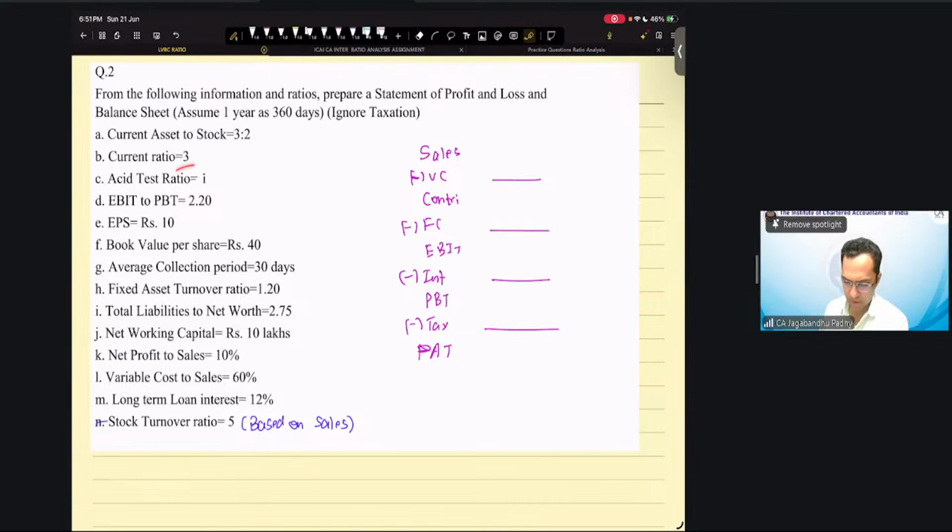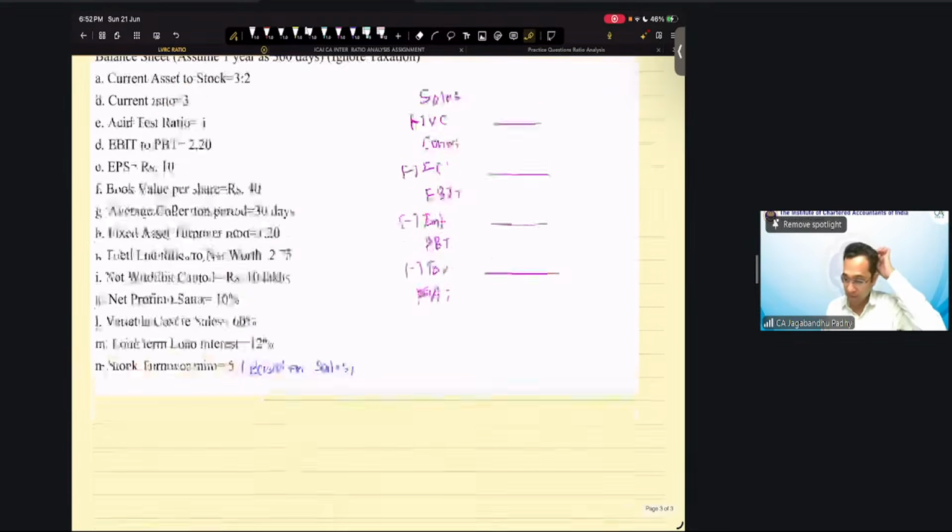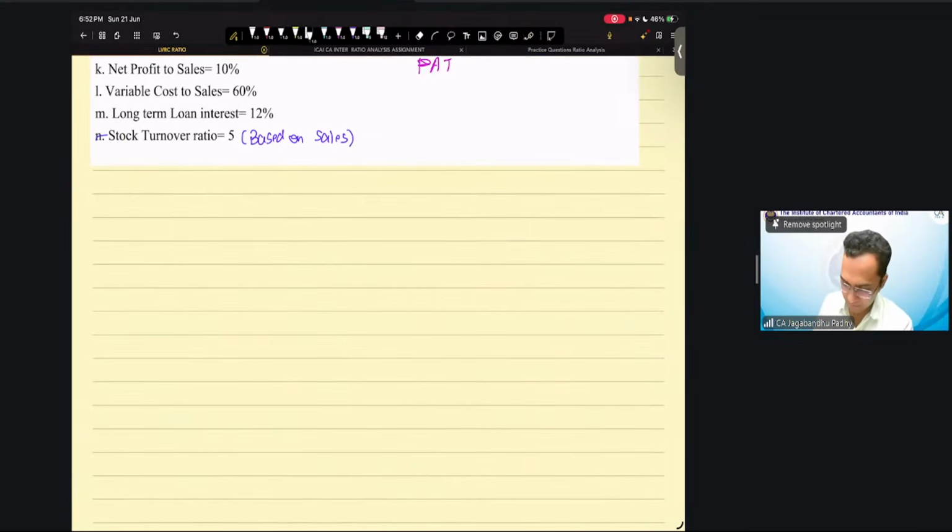Current ratio is 2. Asset test ratio is 1. EBIT to PBT is 2.2. EPS is 10. Book value per share. All these are just numbers given to us. The only thing given to us in rupee terms is net working capital. And the only ratio that we can connect with net working capital is the current ratio. So let me first prepare the format of the balance sheet.